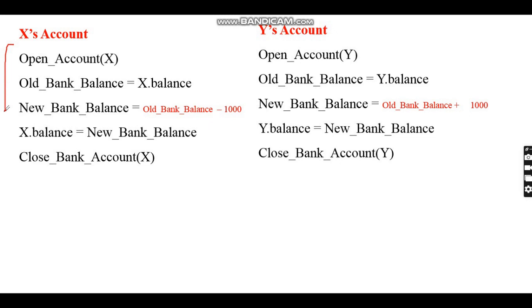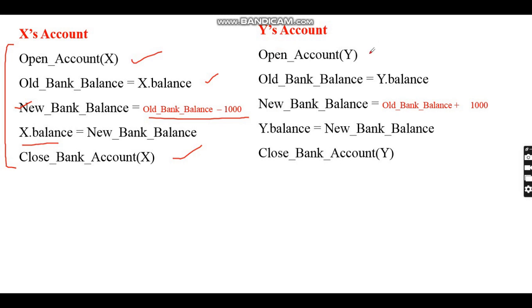So these are the single tasks that need to be performed when balance is to be transferred from one account to another account. Right. So your very first task is what? We need to open an account. Then there will be the balance, the old bank balance, right? Then we need to subtract. That means 1000 rupees will be subtracted from the X account. The old bank balance minus 1000 will be your new bank balance. That will be added into the X account. Okay. And next we need to close the bank account, right?